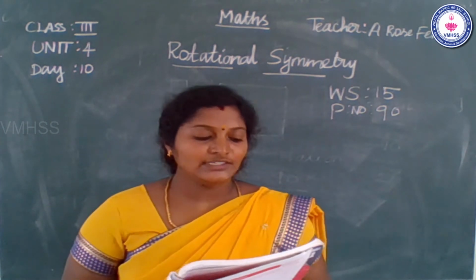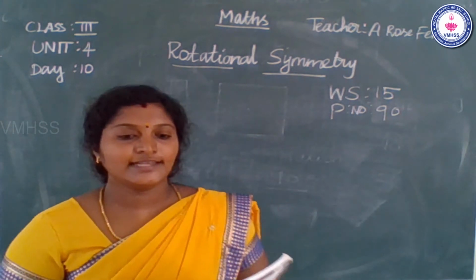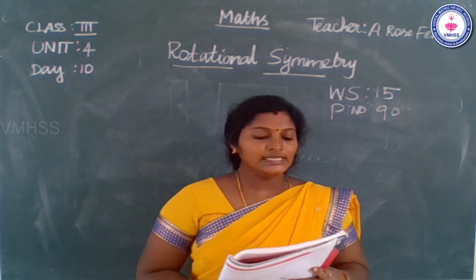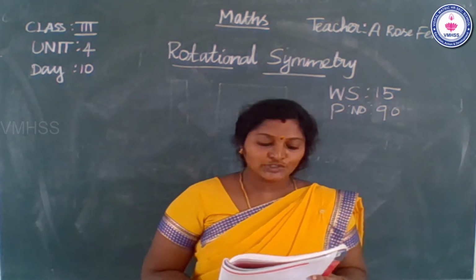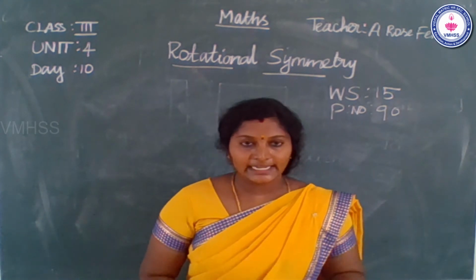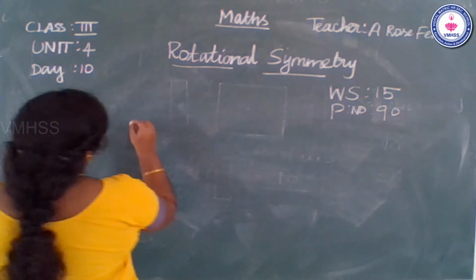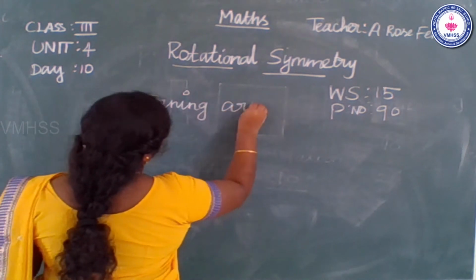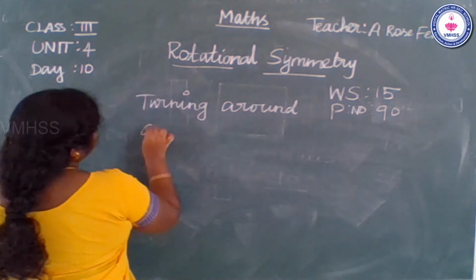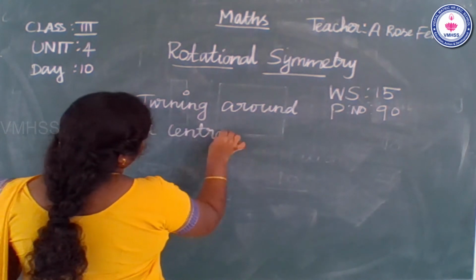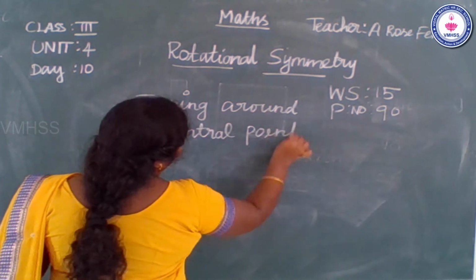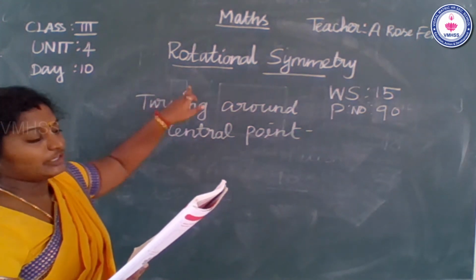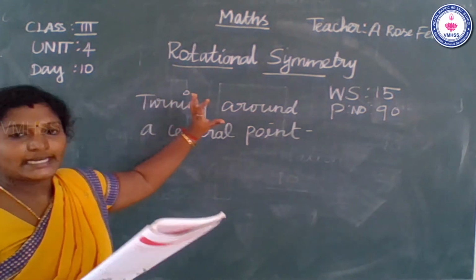Okay, so rotational symmetry. Dear children, listen. Rotation means turning around a central point. Okay, turning around a central point. So what is meant by rotational symmetry? Rotational symmetry means turning around a central point.